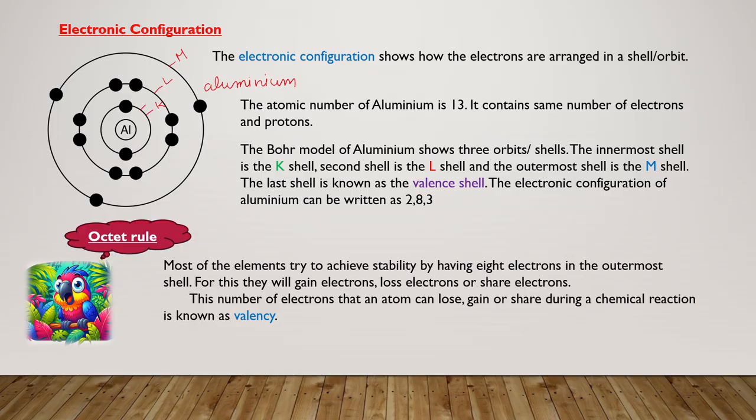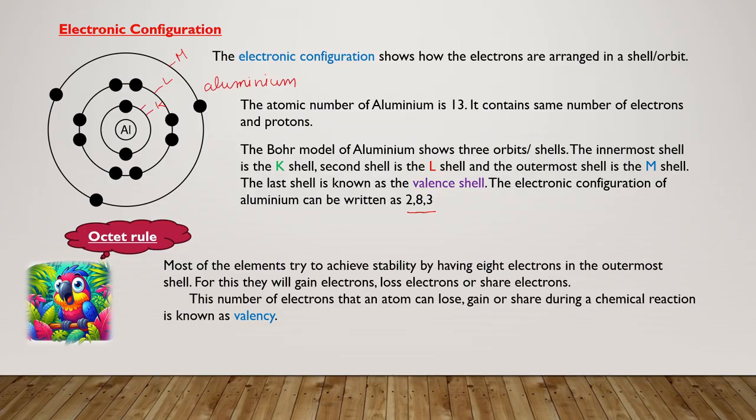And the representation of the number of electrons in each shell can be written like this: 2, 8, 3, isn't it? 2, 8 and 3. This is known as its electronic configuration. So what is electronic configuration? Electronic configuration shows how the electrons are arranged in shells or orbits. Now let us see why we are studying this electronic configuration and why it is important.